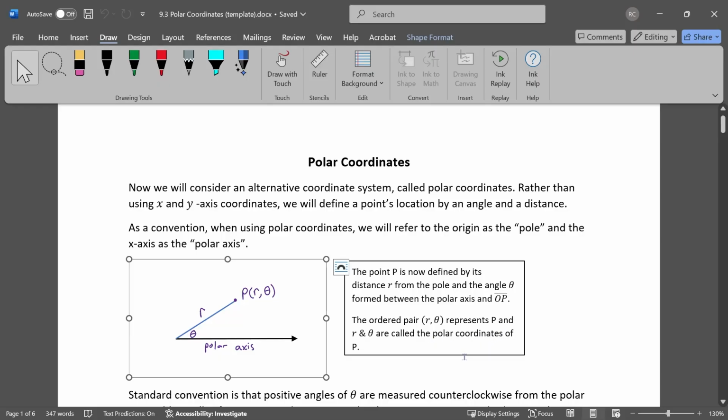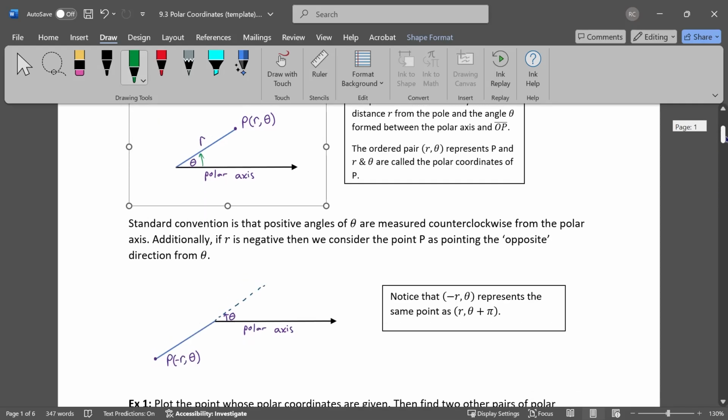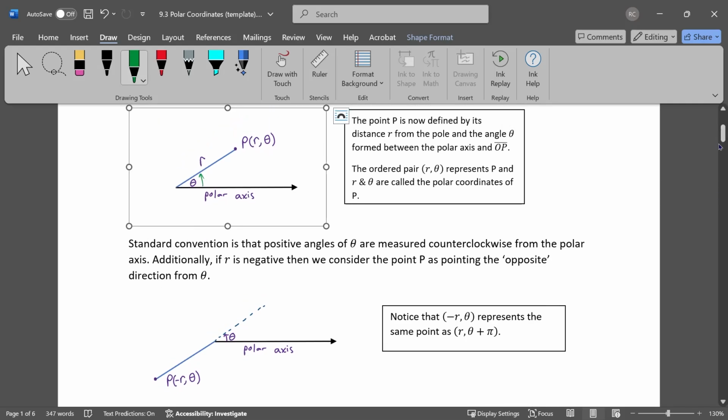So what we're saying is, instead of giving an x and y coordinate, why not just say, here's the direction you're going, given by the angle, and here's how far you have to go to get there. And that's r. Okay, so the standard convention is that positive angles of theta are measured counterclockwise from the polar axis. Additionally, if r is negative, then we consider the point P as pointing the opposite direction from theta.